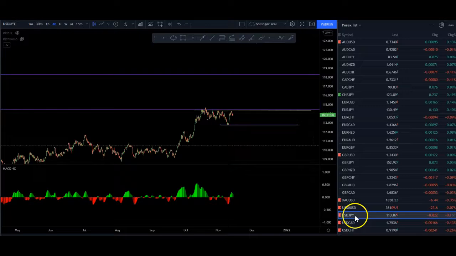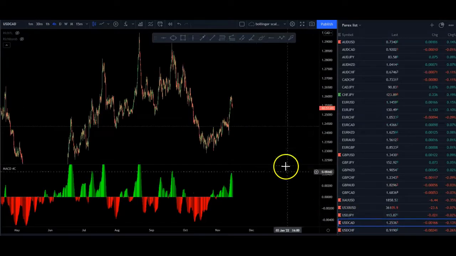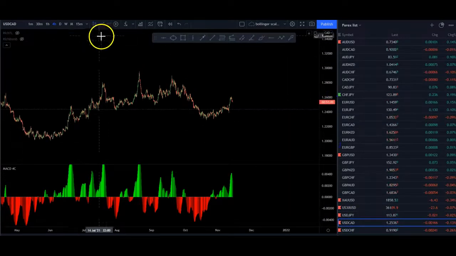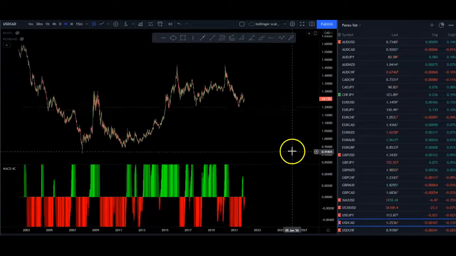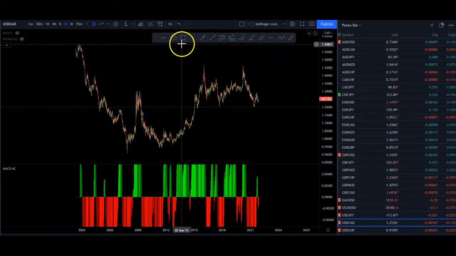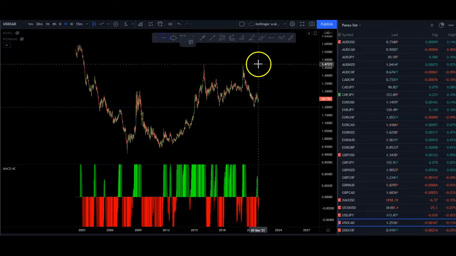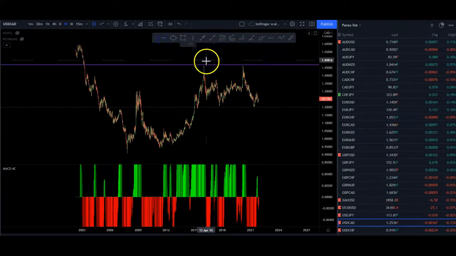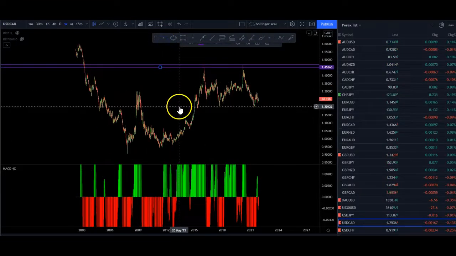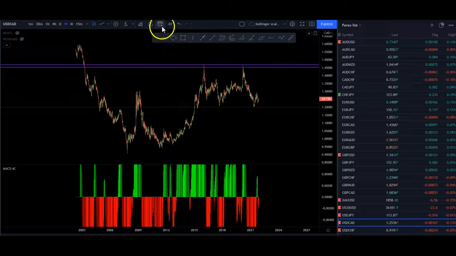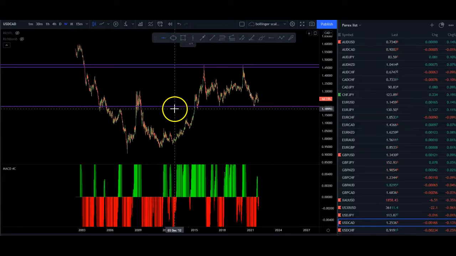So let's go to USDCAD. Got 21 minutes already. Weekly. Weekly, you guys can see that the market is in that range right there. The weekly. Put two more lines right there just to enclose our price action right there.